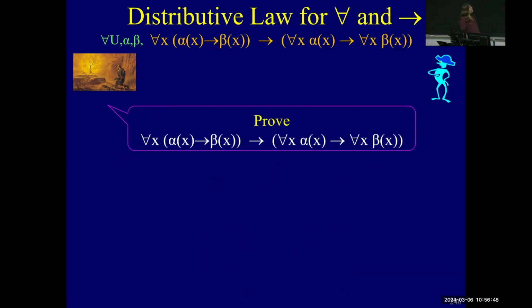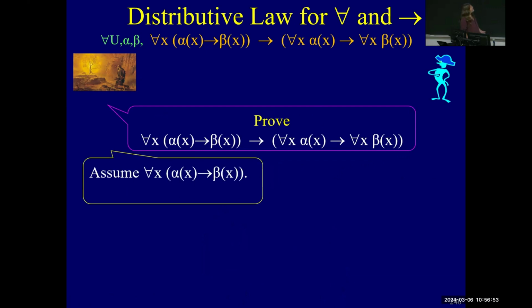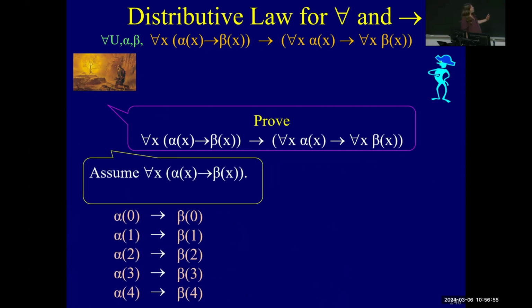All right, so now we want to prove this. How do we prove this? Well, the oracle's assuring us that we're in America, that if any individual wants to play, they get to play.